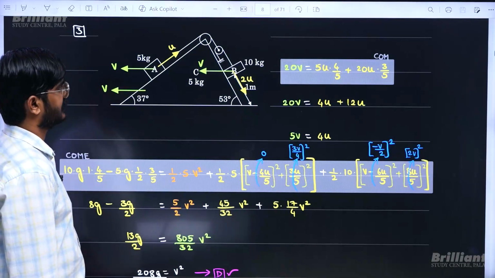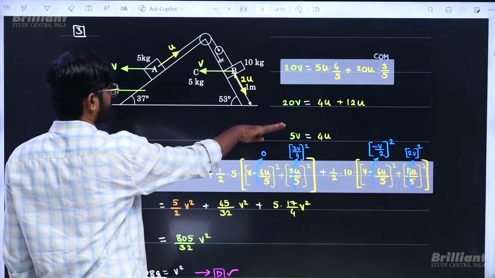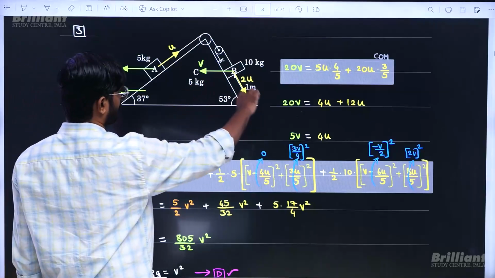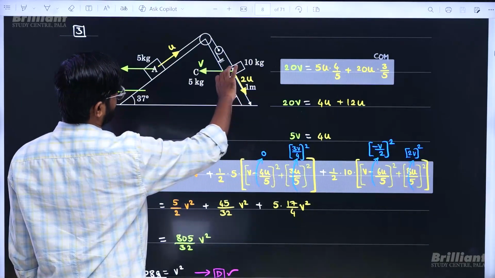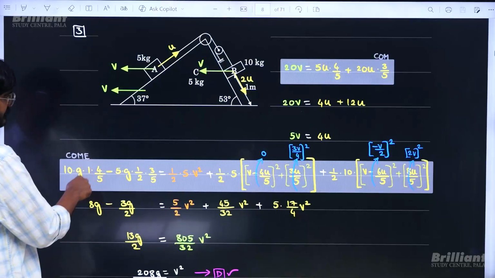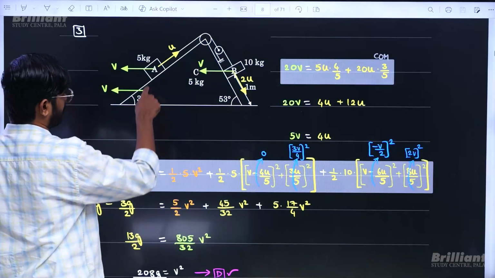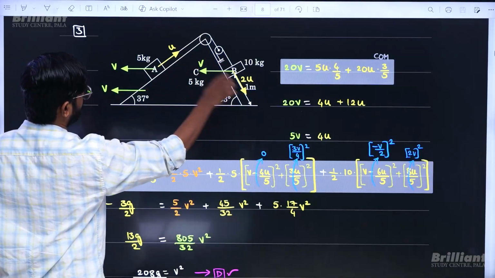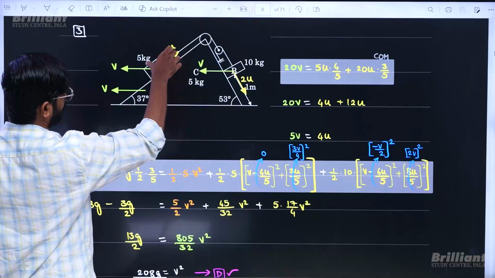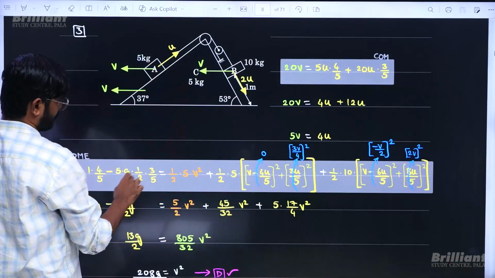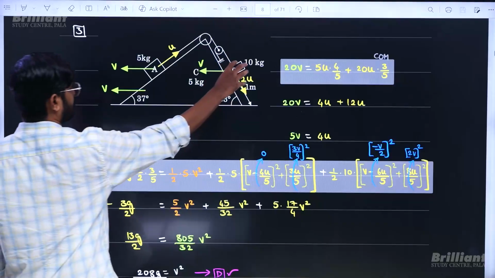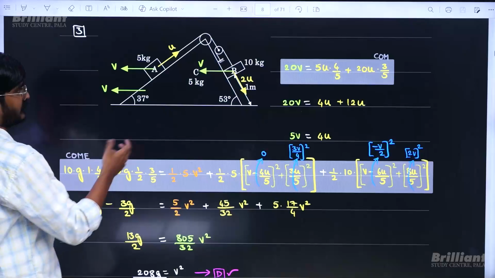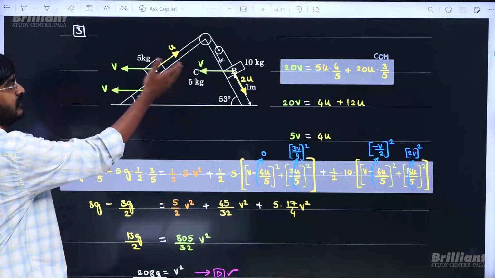The other equation is energy conservation. When this goes down, there is a drop in potential energy, which is mgh. If this goes down by 1 unit, this is going to be 1 sin 53. And this guy has an increment in potential energy, which is, if this goes down by 1 meter, this will go up by half meter. So its vertical component will be half sin 37. So the drop in potential energy of this guy and the increment in potential energy of this guy is the net drop in potential energy, which will go as the increment in kinetic energy of all the three blocks.